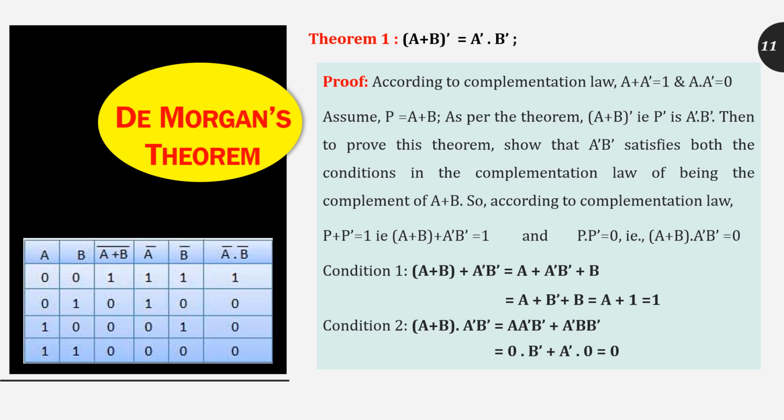Now let's look into the second condition, (A plus B) into A bar B bar. We need to prove that value as 0. So here we are just opening that bracket: A into A bar B bar plus A bar into B bar. That is the distributive law. Then as we know, A into A bar is equal to 0. So 0 into B bar plus A bar into 0, which is equal to 0. So we proved both the conditions of this complementation law and thereby theorem 1.